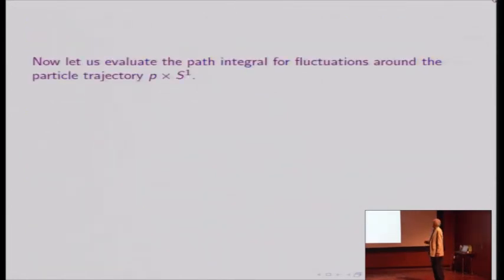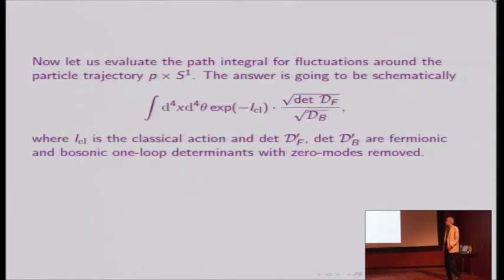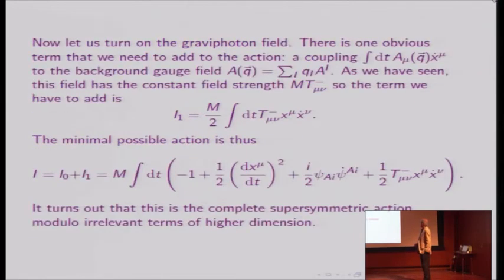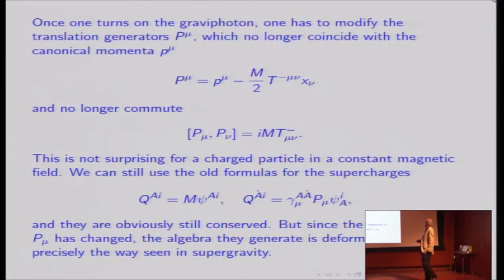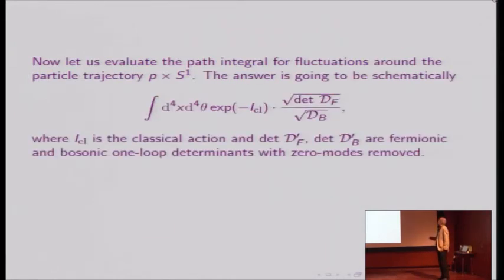So now let's evaluate the path integral for fluctuations around the particle trajectory p times a circle. Well, what's the path integral going to be? One factor is certainly the exponential of minus the classical action. Then we have to do a path integral over fluctuations. But since our action is quadratic, the path integral is just a ratio of determinants. So I wrote the square root of the fermion determinant divided by the square root of the boson determinant. But actually, there are zero modes in both determinants, which is conventional in instanton physics.